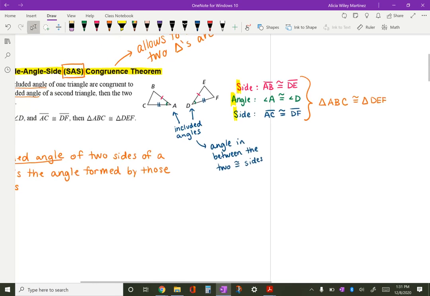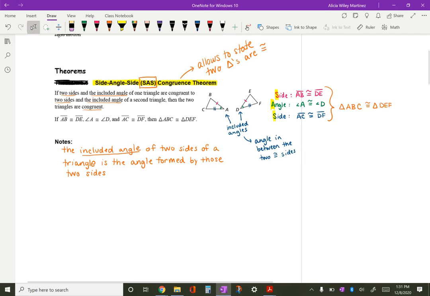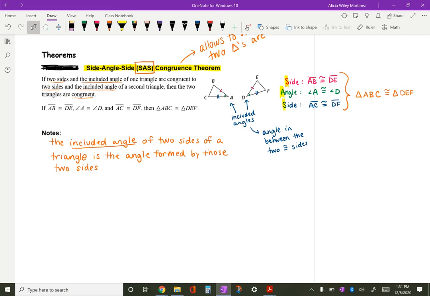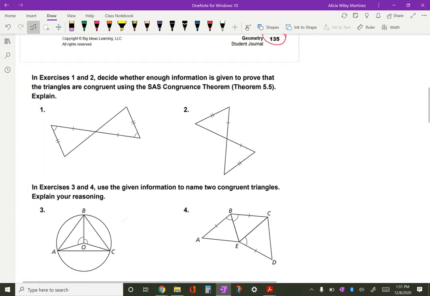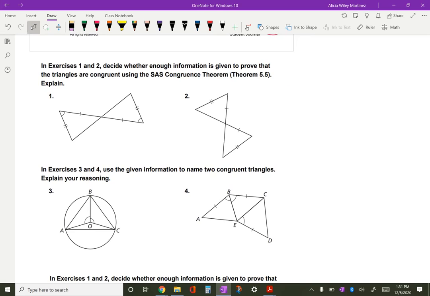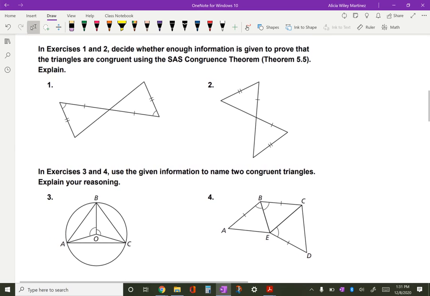And if you know this to be true, you can assume that your triangles are congruent. Okay, so we're going to look at a couple of examples. Now, these examples that I am going over, you do not have in your student journal. So I just want you to listen and follow along. You will see examples similar to this in your Big Ideas practice. So it's important to listen and pay attention. If you want to write them down, you can, but you don't have to.